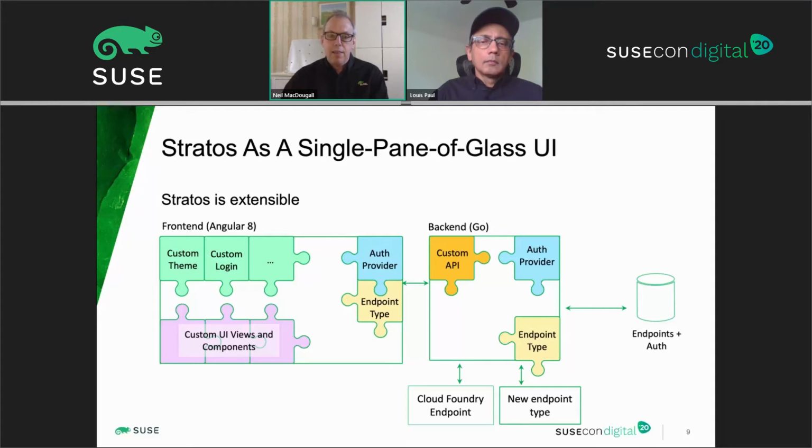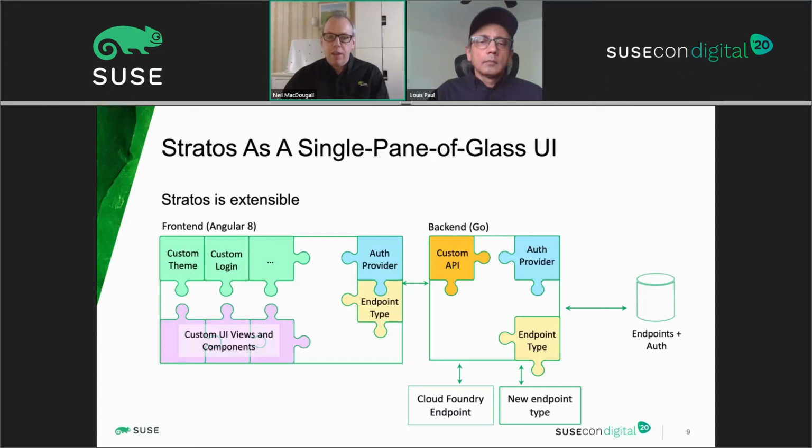We also have the ability to theme Stratos, so you'll see that there's an upstream Cloud Foundry version that has a sort of Cloud Foundry look and feel, and then there's a downstream SUSE version that has more of a SUSE theme, and it has a custom login screen. So there are certain extension points we've defined where you can override, if you like, the default behavior and really start to make it your own or your customer's own.